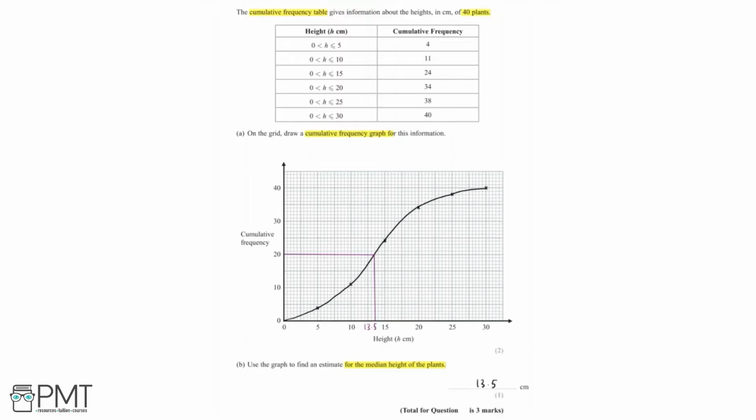Now this question is worth 3 marks. We get the first 2 marks for a fully correct cumulative frequency graph, which means that all 6 points need to be correctly plotted, and that the points need to be joined by a smooth line and extrapolated back to 0.